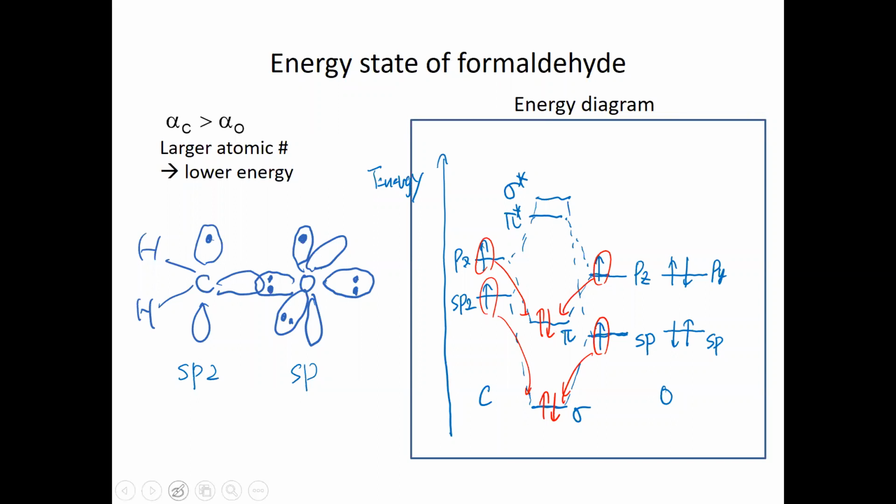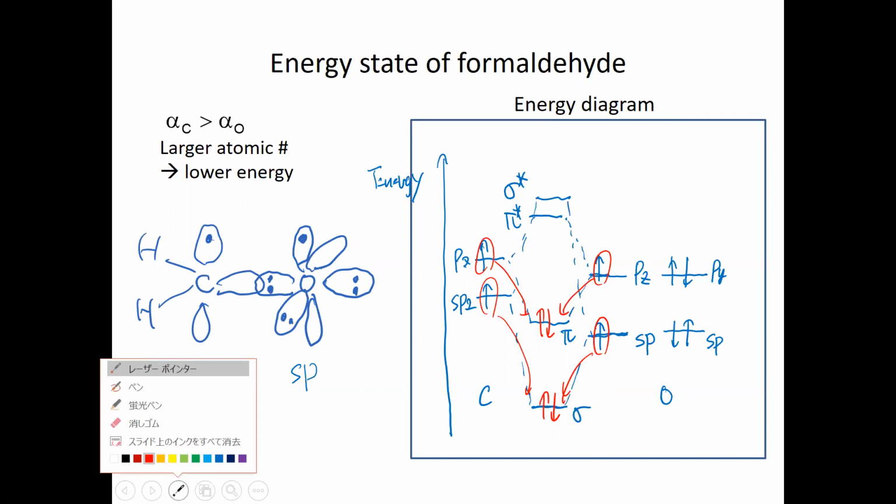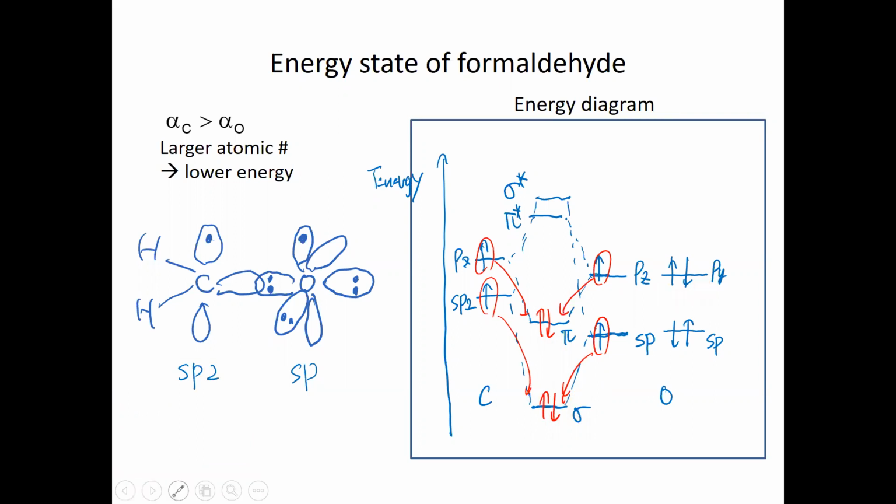The thing is, in the CO bond, two electrons occupy the sigma bond and a pi bond. But one of the important things is this one. The difference from ethylene is that these two orbitals are occupied, but they are related to the excited state.